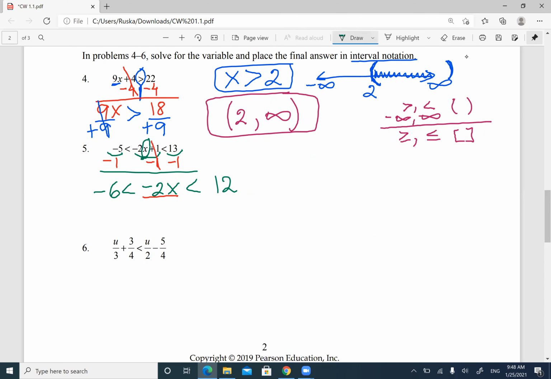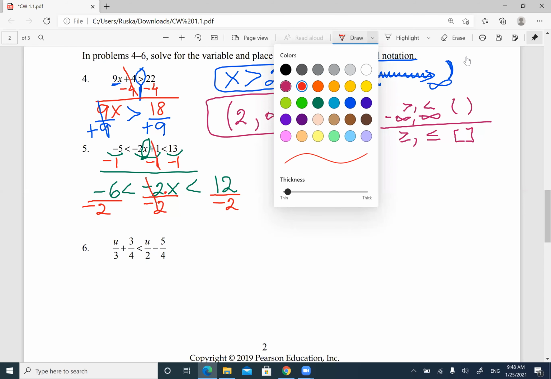Okay, so the next step is you're going to divide everything by -2, because between -2 and x you have multiplication, and the opposite is division. So I'm going to divide all of this by -2, the three sides. And -2 divided by -2 is +1x.